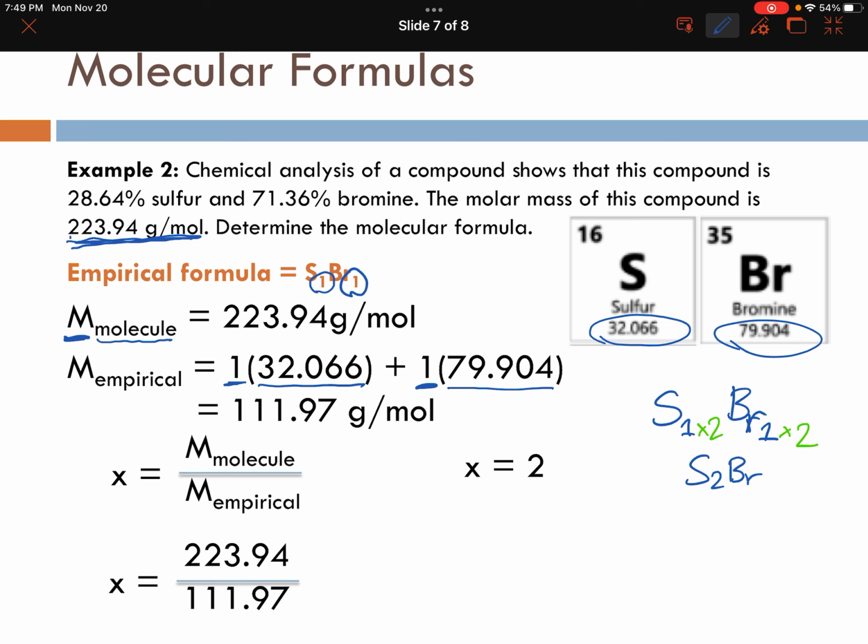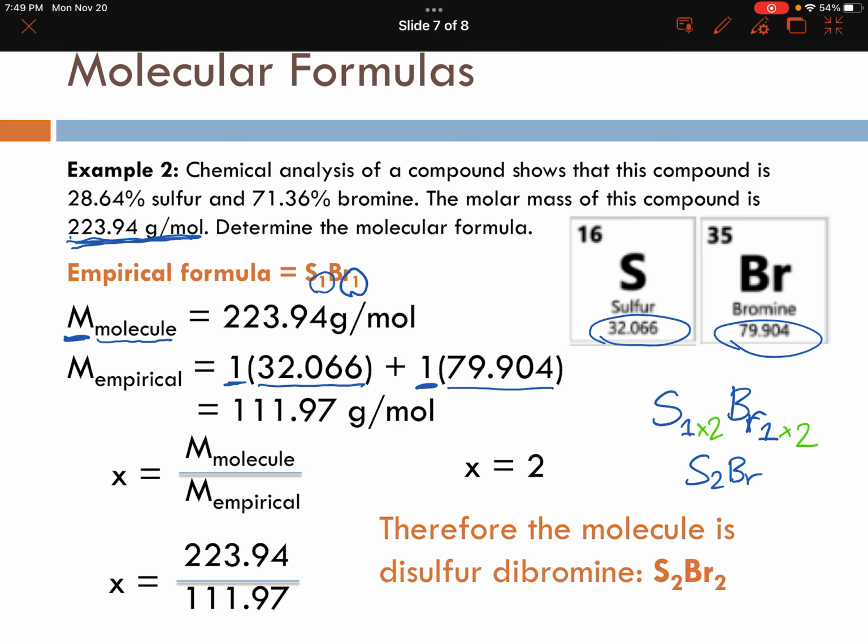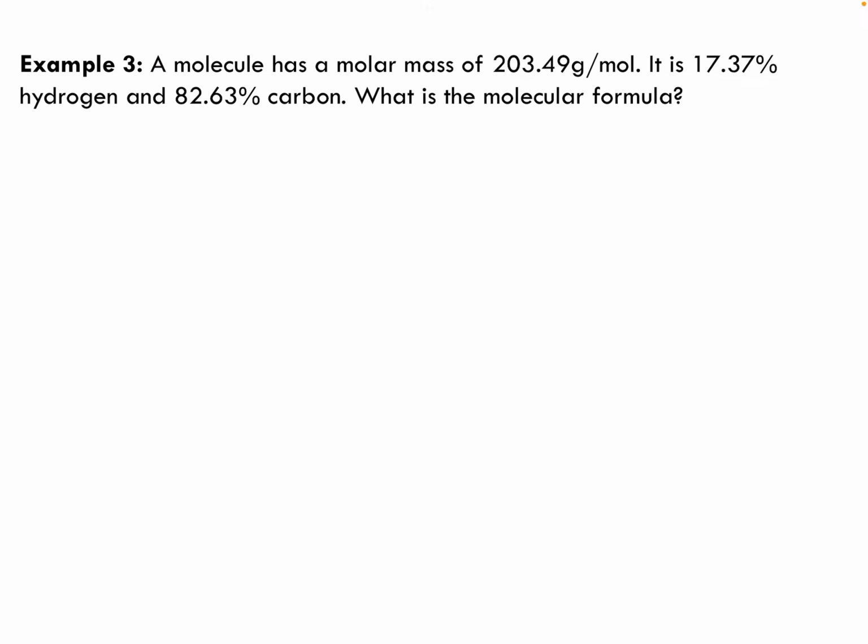And that is my compound there. So disulfur dibromide, S2Br2. I'm going to do one more example with you. This one is another tricky one. So we know its overall molar mass, 203.49 grams per mole. But again, I didn't give you that empirical formula. I gave you just percentages.